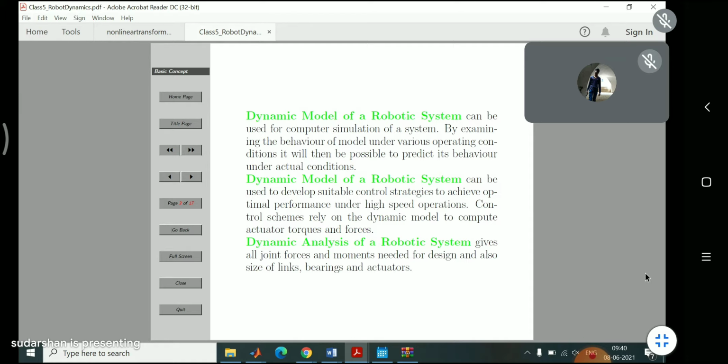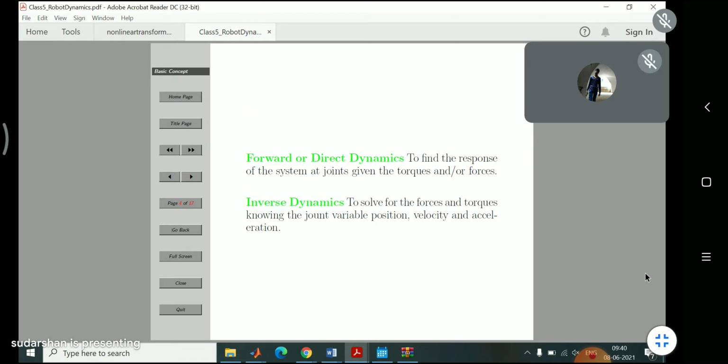However, dynamic modeling of the robot is a slightly complicated process. And we'll see that with some examples.